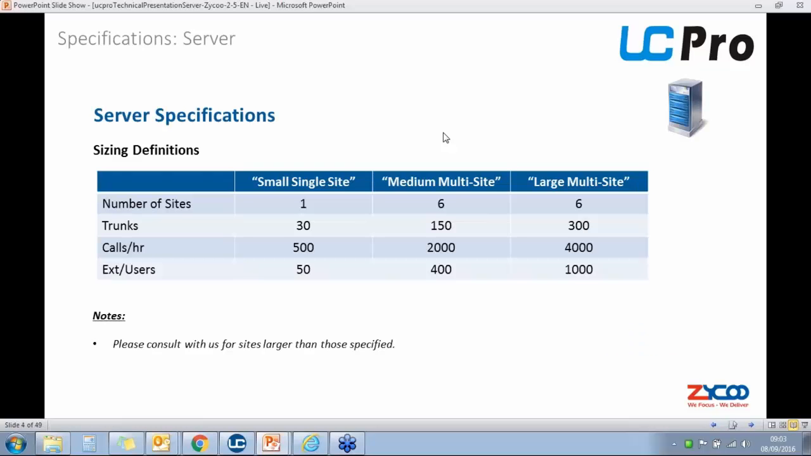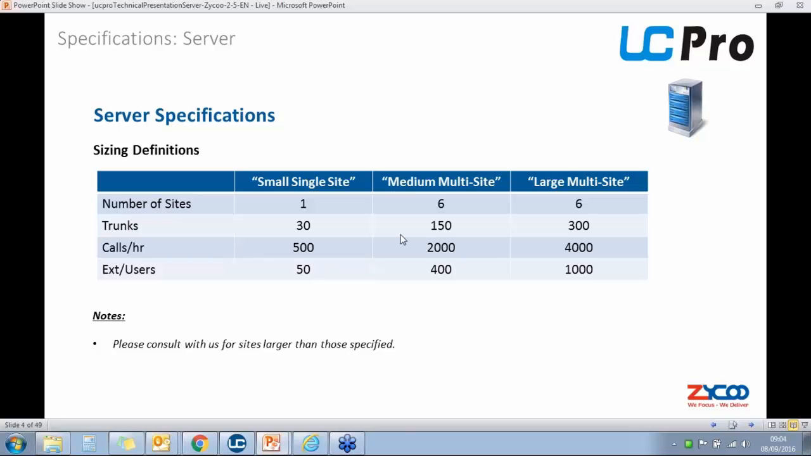In terms of the actual server, the hardware that you install onto, we break it down into three separate areas, depending whether it's a small single-site customer, or a medium multi-site customer with up to 6 sites, or maybe even a large multi-site customer with something like 4,000 calls per hour. So depending on the type of customer that you're dealing with, the amount of users they're going to have, the amount of calls going through the system, we determine them as single, medium, or large.